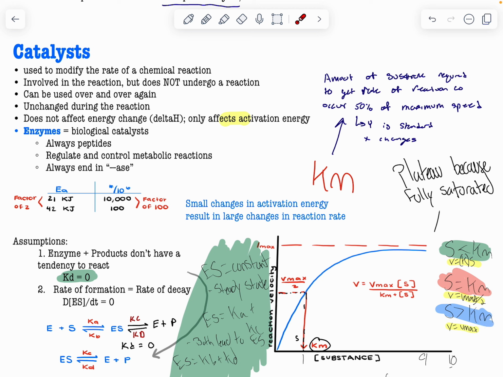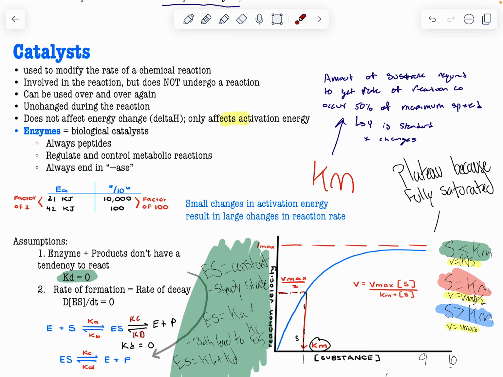And catalyst, basically enzymes. And what enzymes are able to do is they are able to decrease the activation energy of our reactions and allow our reactions to occur a lot quicker and a lot more efficiently compared to if we did not have an enzyme. And enzymes are everywhere in our body, and they're referred to as catalysts. So, used to modify the rate of the chemical reaction, they are involved in the reaction, but do not undergo the reaction. These enzymes are basically just a helping hand, but they are not modified at all. They can be used over and over again, and they're unchanged during the reaction.